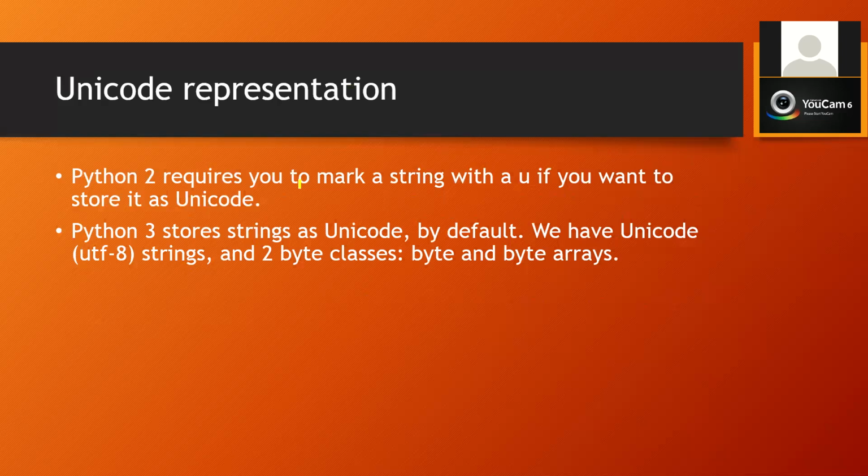So in Python 3.0, by default, strings are capable of storing the Unicode characters. Got it? So we have the Unicode UTF. You have seen in some XML files that UTF-8 is written on the top. Okay, so unified basically text, and two byte classes, byte and byte array, we use for this.